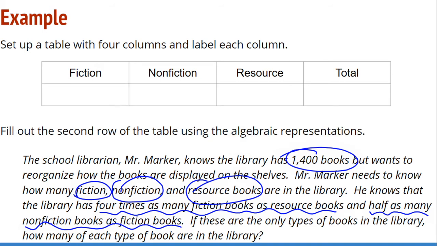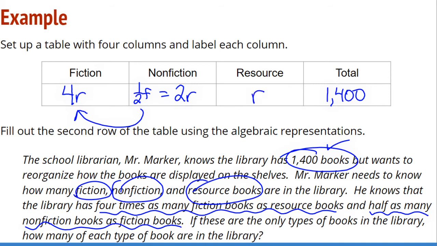So in the second row of the table, I would actually think about this algebraically. I know that the total number of books is 1,400. I've used that piece of information. I can say that my fiction books are 4 times as many as my resource. I could say that my nonfiction is half of my fiction. And if I look at my fiction, half of my fiction is 2 times my resource books. And then my resource books are my resource books.